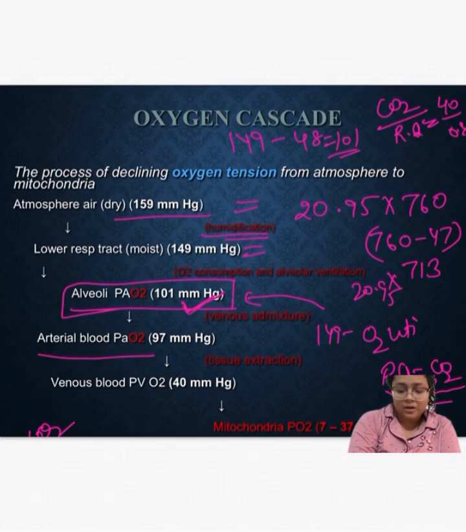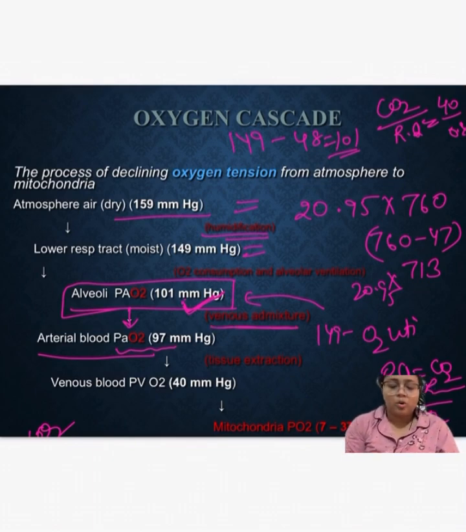Then this 101 goes to the arteries. At the level of the lungs, there will be venous admixture, because the whole lung cannot give all of its oxygen to the arteries. So it becomes 97. The normal PAO2 minus PaO2 difference is 3 to 4. If it becomes more than 10, it means there is a lot of shunting happening.